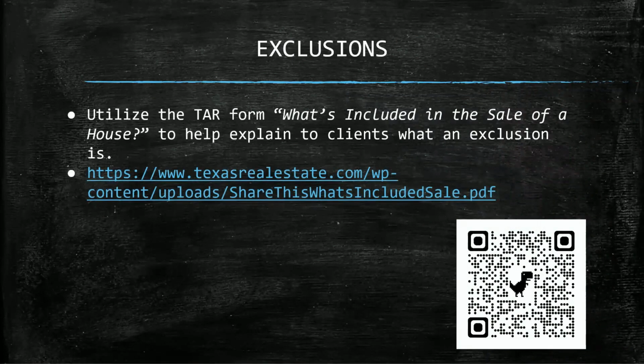TAR does have a really great form that's called What's Included in the Sale of a House. And it's a one-page form. It helps to explain what is an improvement, what is an accessory. And I always recommend including that in my listing presentation and also in my buyer packets, just to let the buyers know, hey, we may run across some items that the seller wants to remove from the property. If you want to take a look at that form, I've included the URL here that you can use to access it. There's also a QR code there. If you want to scan that on your phone, it'll pull that form up for you from the Texas Real Estate website.